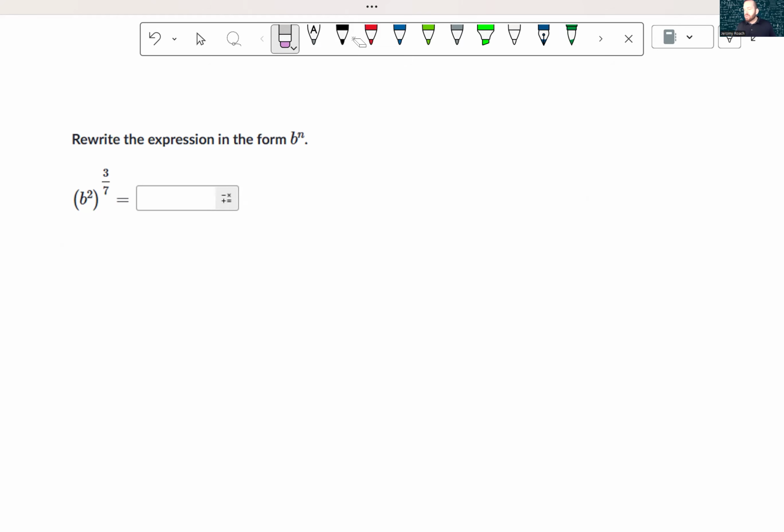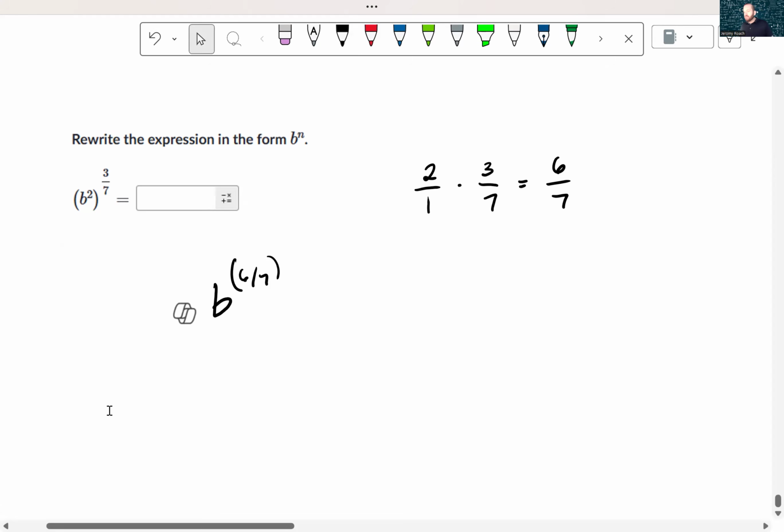So this is 2 times 3/7, or 2 over 1 times 3 over 7. That gives us 6 over 7. So our final answer is b to the 6/7. And when you type this in, you'll probably have to use parentheses to do the fractions properly. So b to the 6/7. Our answer there.